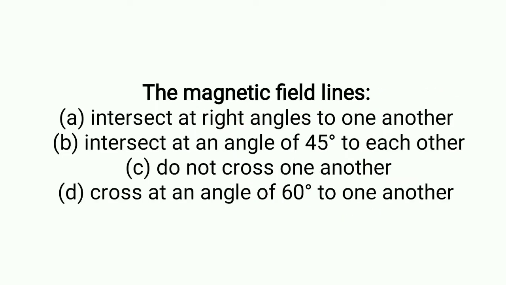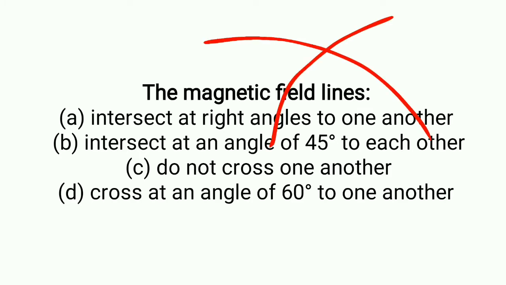The magnetic field lines. Option A, intersect at right angles to one another. Option B, intersect at an angle of 45 degrees to each other. Option C, do not cross one another. Option D, cross at an angle of 60 degrees to one another. So here we have two magnetic field lines, and they never intersect, they do not cross one another. That is a property of magnetic field lines. So option C is the right answer.